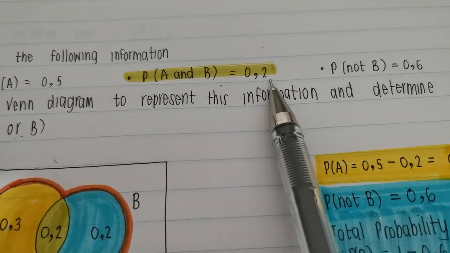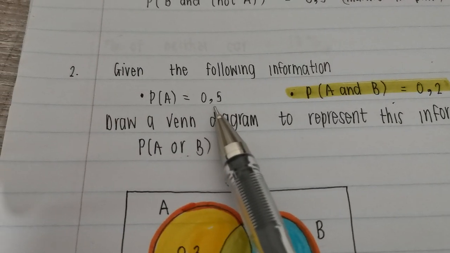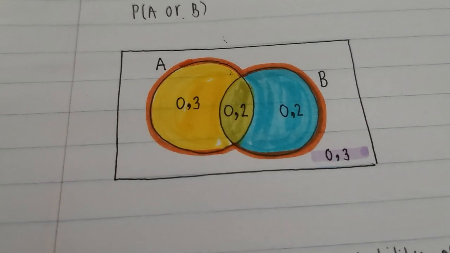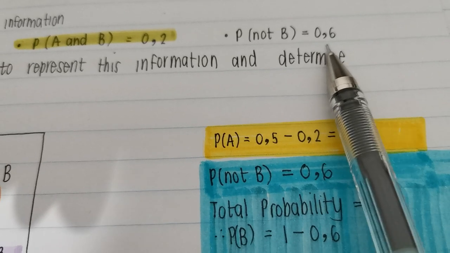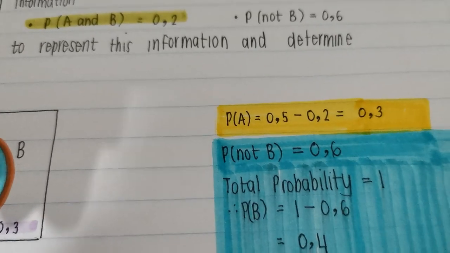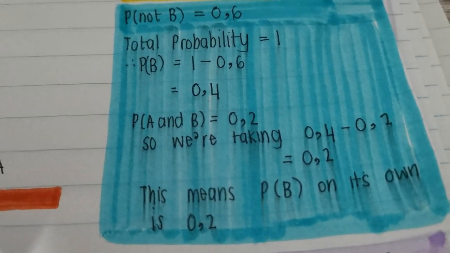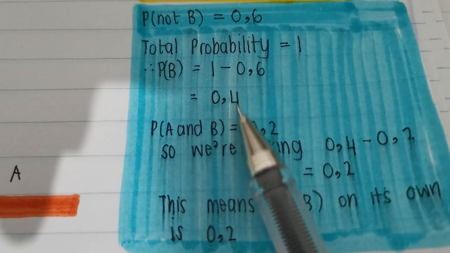All right, how do we do this? So here's my Venn diagram. I am told 0.2 is the middle, the and part. I am told 0.5 is the probability of A, so everything in the circle of A should add up to 0.5. So I took 0.5 minus the middle to give me that part. And then I am told 0.6 is the not B part. I have a whole calculation here color coded in blue. I said the total probability of anything happening in any event is 1. 1 minus the 0.6 is 0.4.